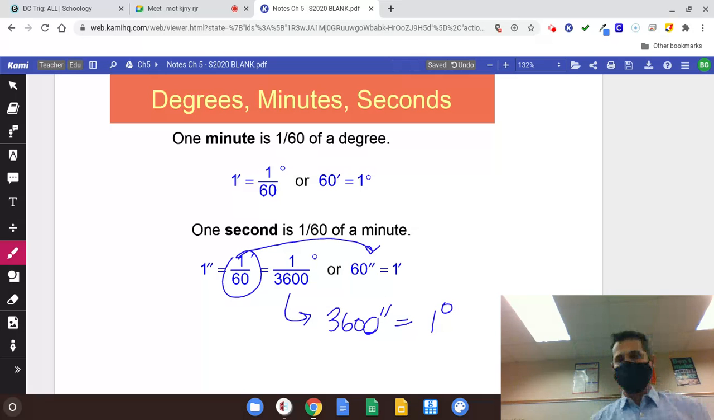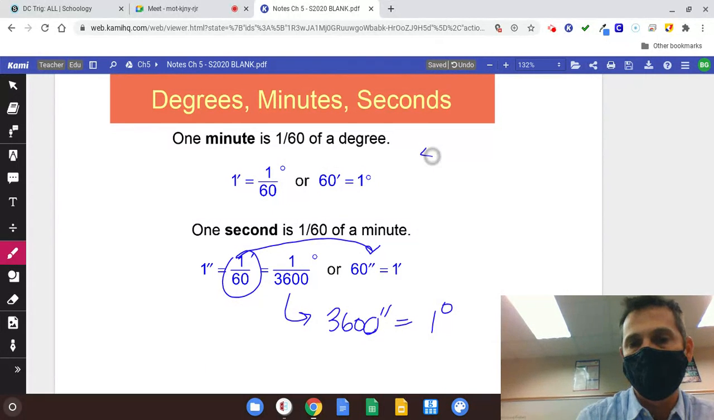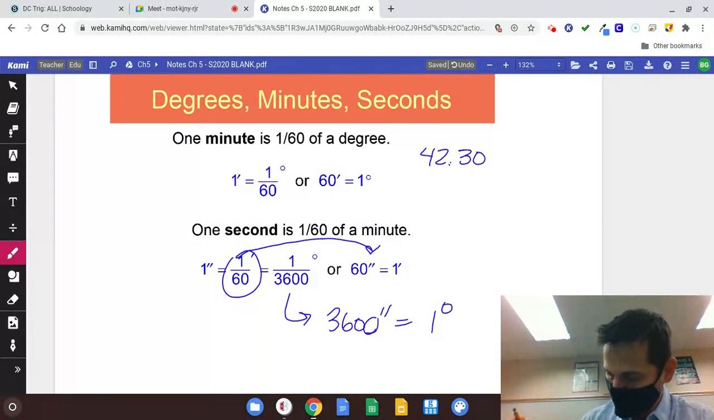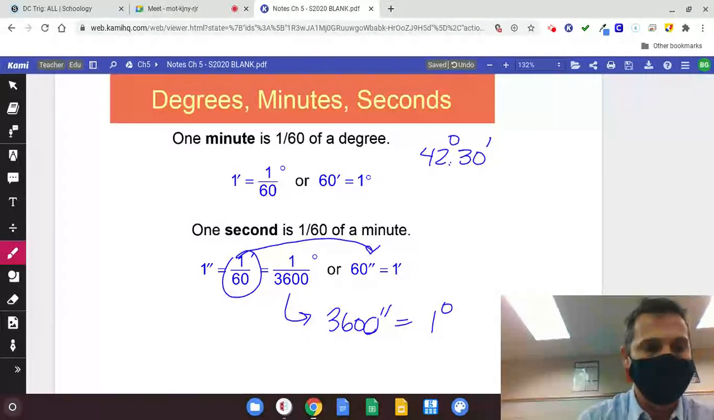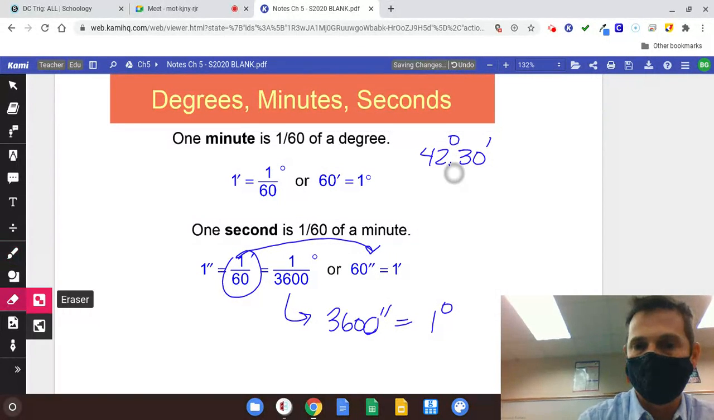So all we're trying to do is deal with decimals. Okay, historically speaking, they didn't really know how to deal with decimals, or they didn't have calculators for decimals, so they used this. This was easier for them. So if I said 42 degrees and 30 minutes, okay, it looks like there's a decimal just because my pen fudged there for a second.